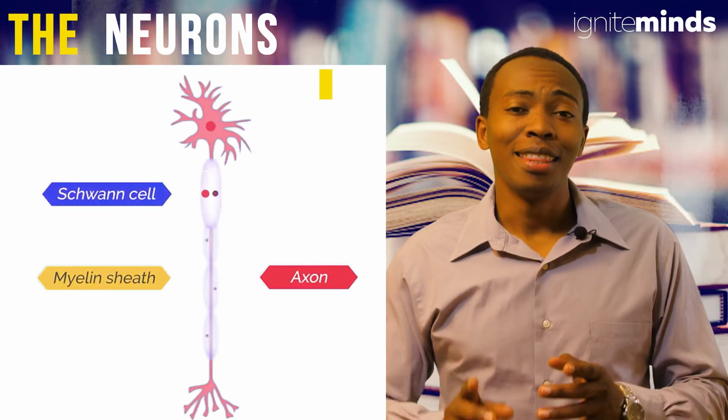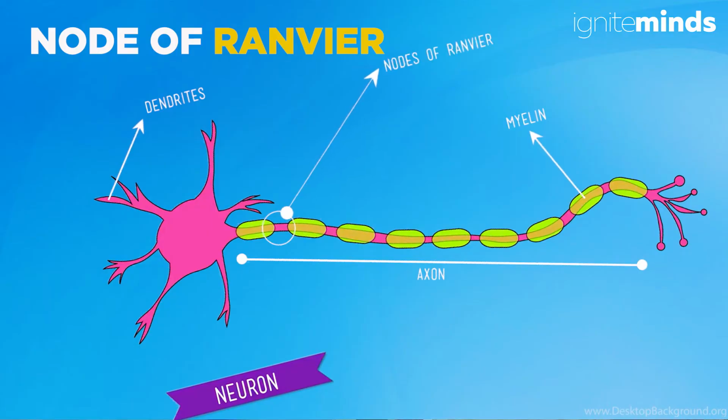Now, there is a depression between two Schwann cells. This depression is called the node of Ranvier. Well, it was named after the person who discovered it. That was Ranvier. He was a scientist.